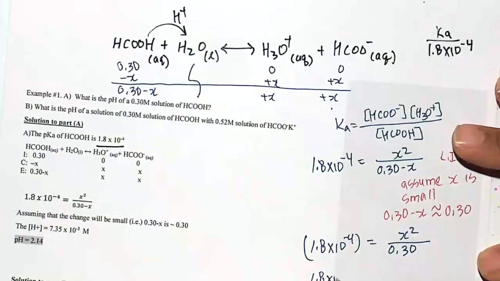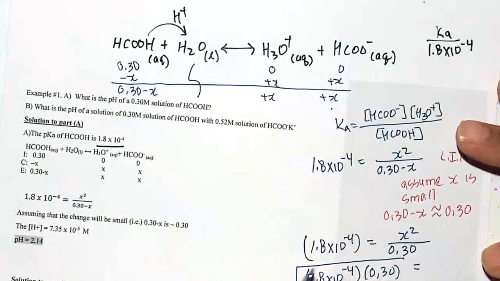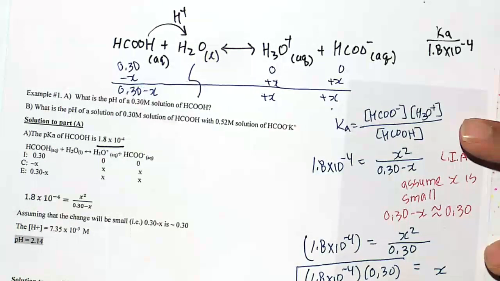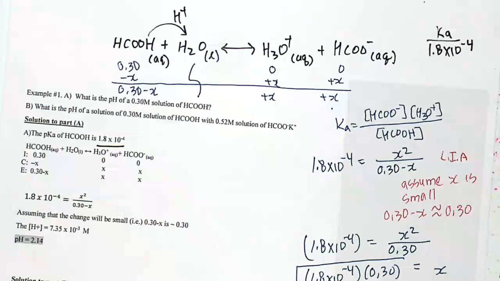And then let's go ahead and solve for x here by taking the square root. Okay, that equals x. So when I take the square root, I get the answer of 0.00735.